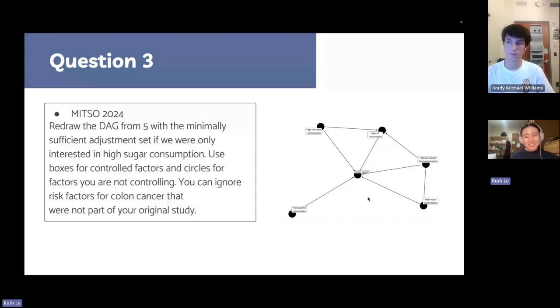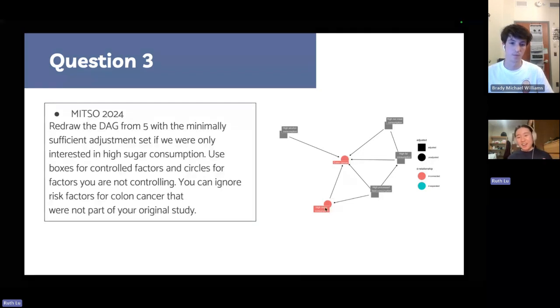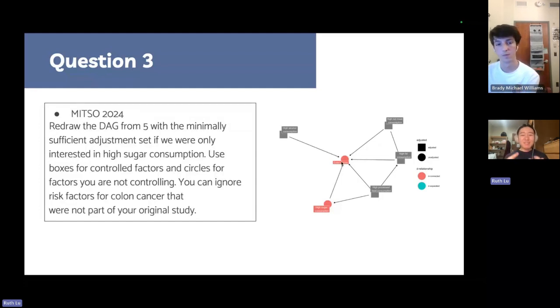For this one, I'm going to go to the answer just because I think we're starting to run out of time. Here we have colon cancer and high sugar consumption, and these are circles because they're the ones we're looking at. We're not adjusting these because if you adjust for high sugar consumption or colon cancer, you're messing up your study. However, we do want to adjust for everything else because everything else can cause colon cancer, and we don't want any of this confounding factor going on. So we will control everything else, and then we will not adjust these two.